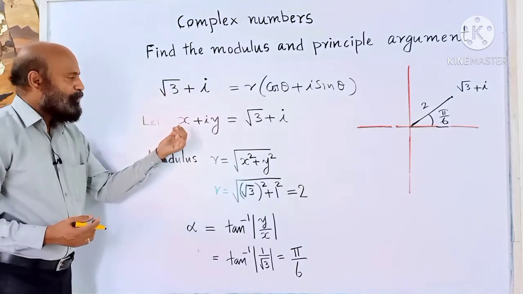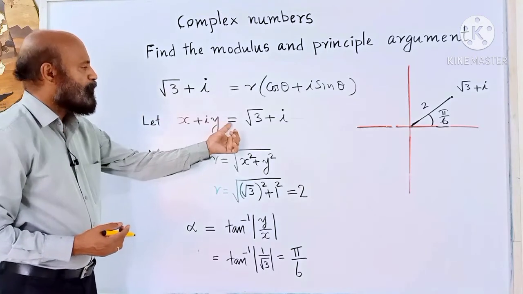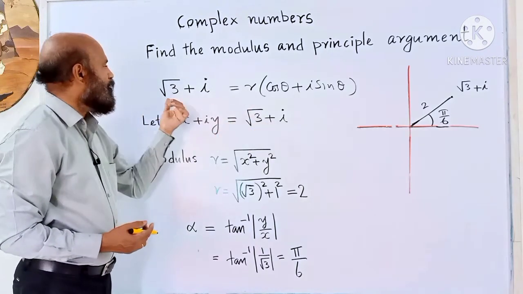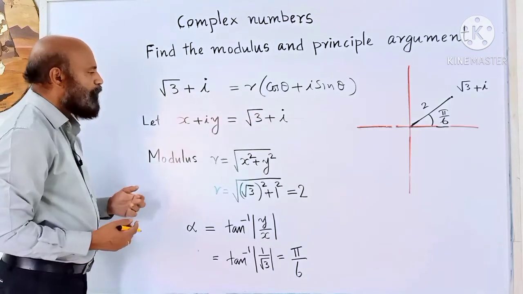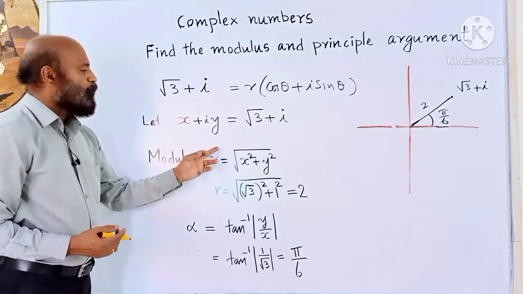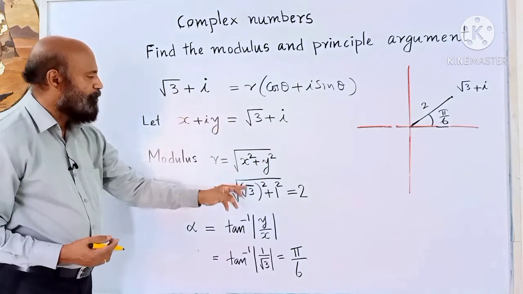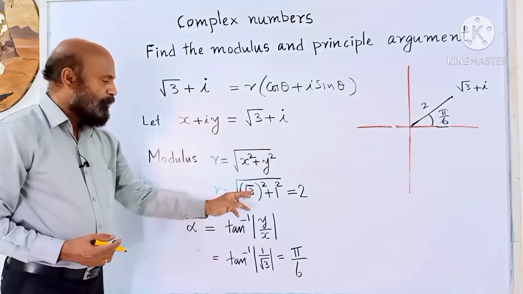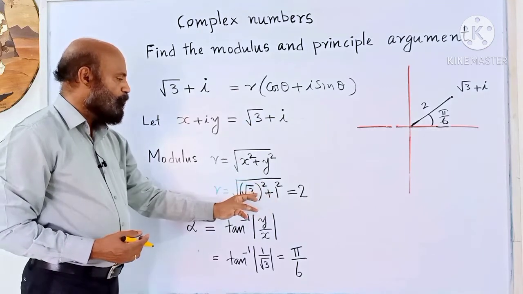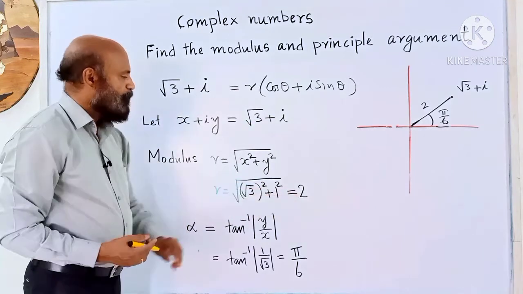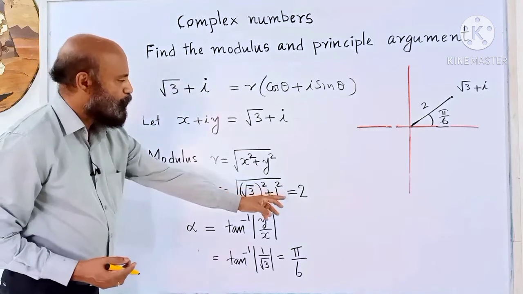Let the given complex number be x plus iy. x plus iy is root 3 plus i. Then the modulus is square root of x square plus y square. So x is root 3, y is 1. Root 3 square is 3, 3 plus 1 is 4, and the square root of 4 is 2. So the modulus is 2.